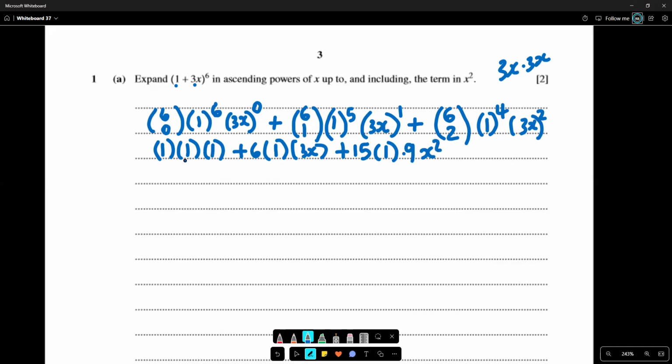And then we can see that 1 times 1 times 1 is 1. And then 6 times 1 times 3x gives us 18x. And then this times that times that, let's check quickly on a calculator. That gives us 135x squared. All right. Awesome.